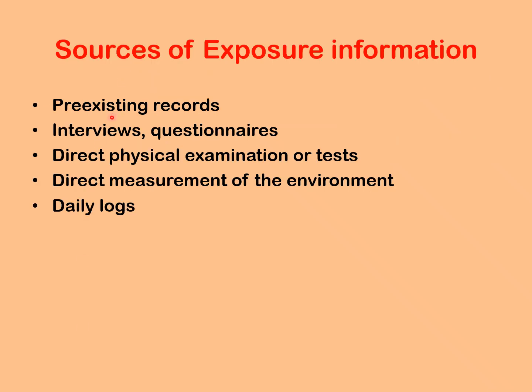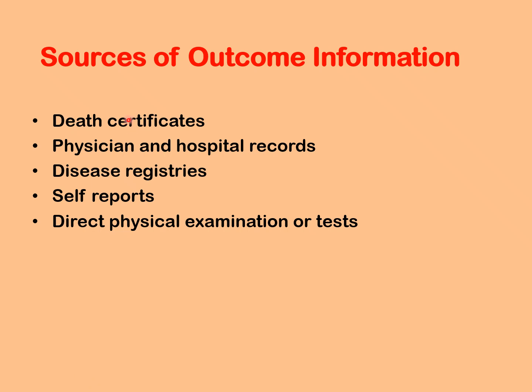So sources of exposure information can be obtained from medical or other records, interviews, questionnaires, physical examinations or lab tests, environmental measurements, or daily activity logs. So outcome information in a cohort study can be collected from various sources such as death certificates, hospital or physician records, disease registries, self-reports from participants, and direct physical examinations or tests.